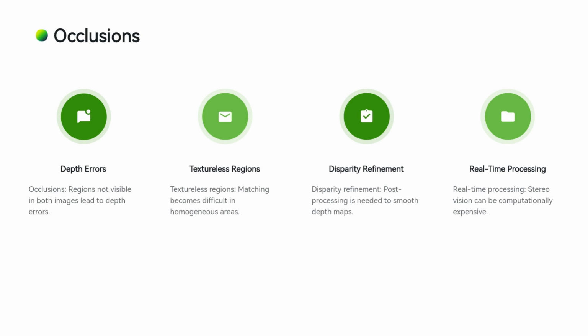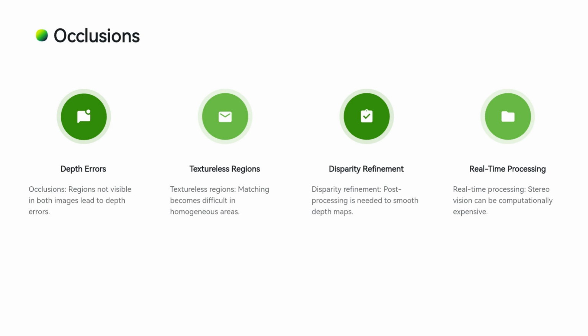Textureless regions. Matching becomes challenging in areas where there is little texture or distinct features to track. Homogeneous regions, like large walls or empty spaces, often result in incorrect matches. Disparity refinement. The raw disparity map generated by stereo matching may contain noise, particularly in occluded or textureless areas. Post-processing steps like filtering and refinement are necessary to improve the depth map.